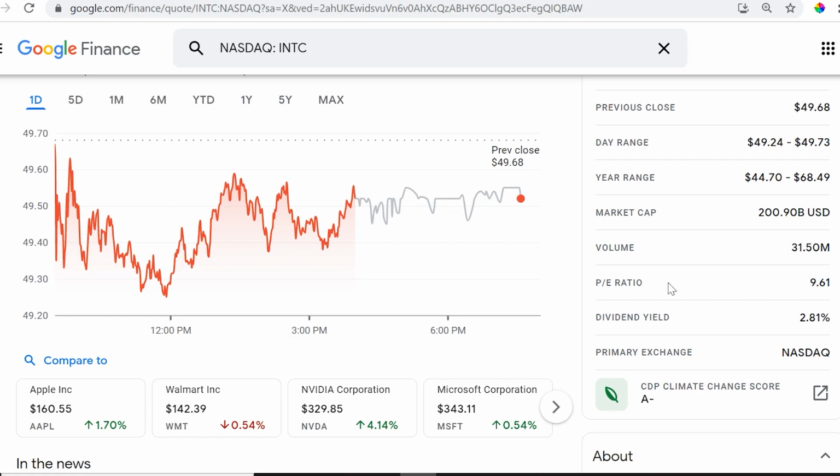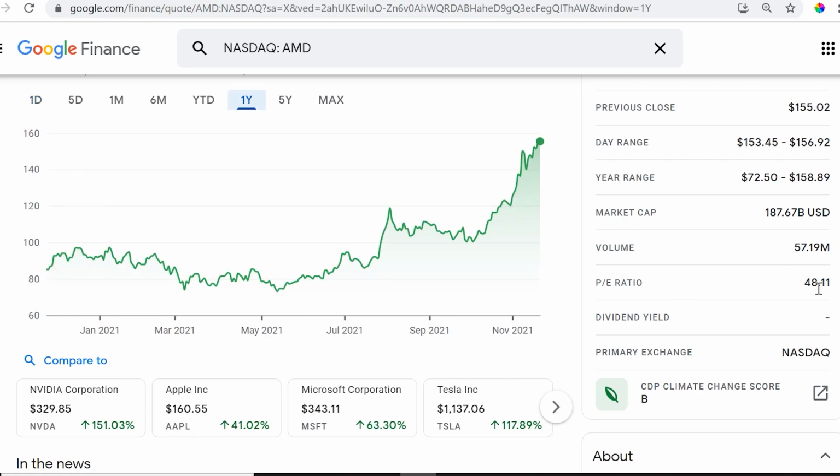So as we see here for Intel, the PE ratio is 9.61, and for AMD, it is 48.11. So you might think, wow, AMD is way overpriced. However, there can be a reason for it. A very high PE ratio could mean that the underlying company is overvalued at the moment, but it can also mean that investors are expecting rapid high growth rates in the future, which would bring the PE value down with time. So for instance, AMD, its chips are amazing.